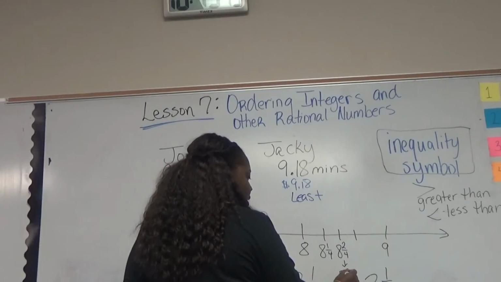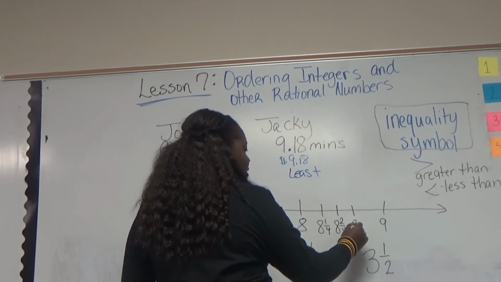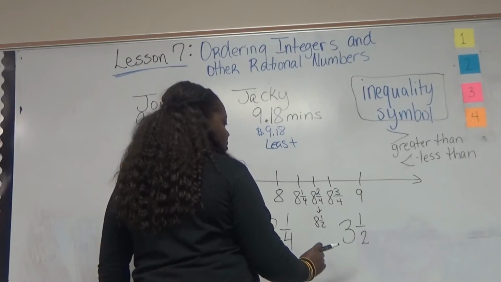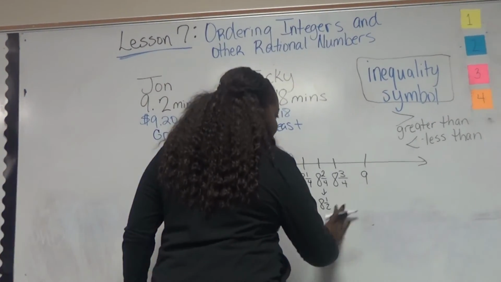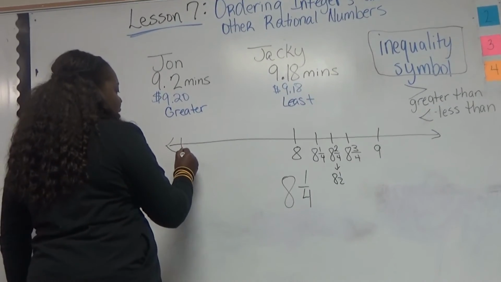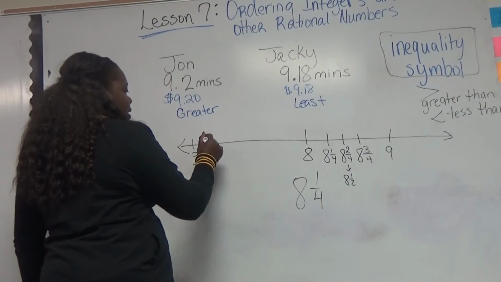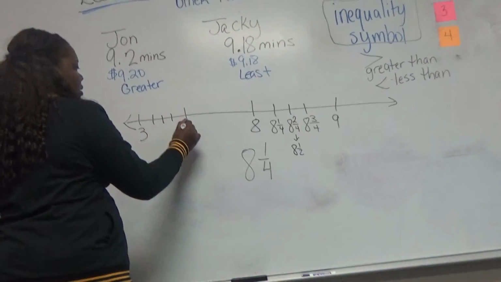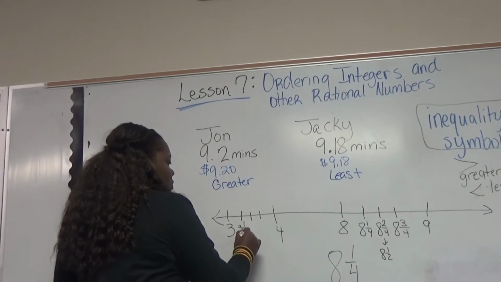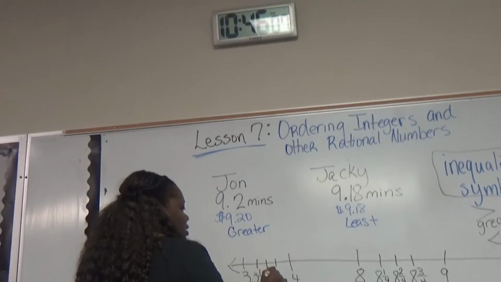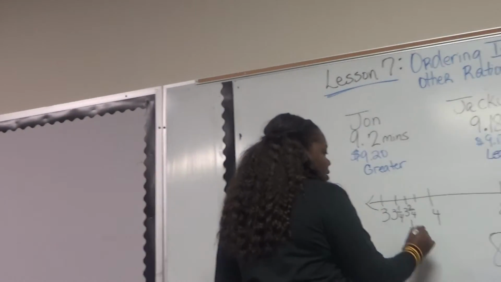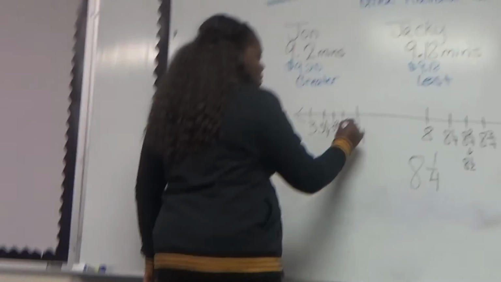If I simplified it, and then 8 3/4, and then what? 9, right? So if I went back a little further, down here somewhere, you'll have 3. You have 3 little tick marks. So 3 and what? 3 1/4, 3 2/4, or 3 1/2, then 3 3/4.